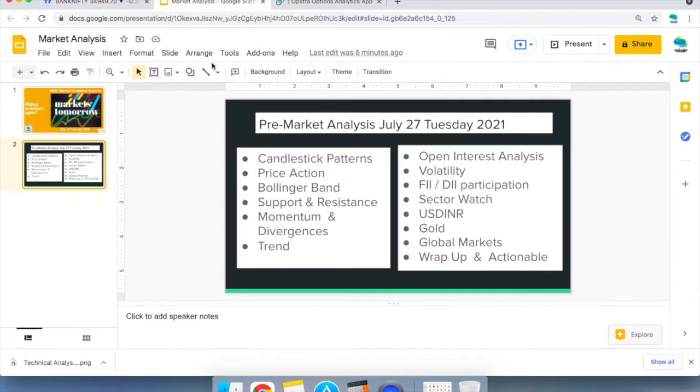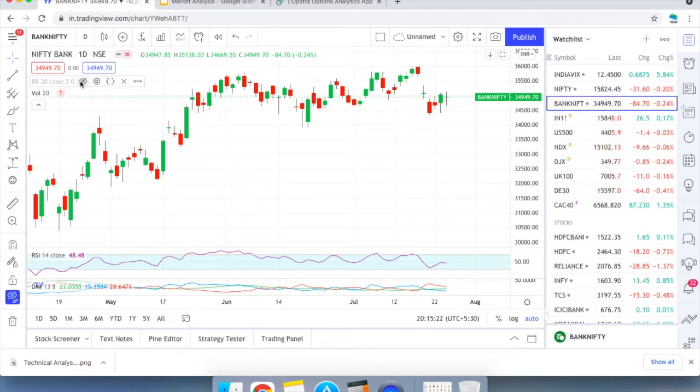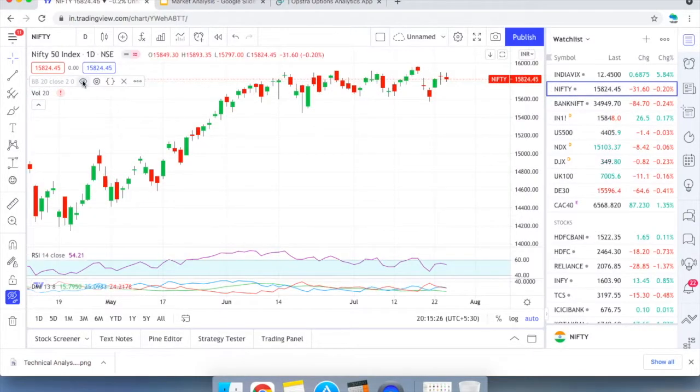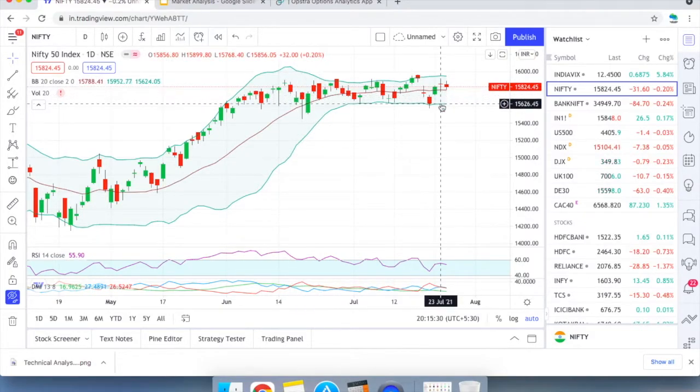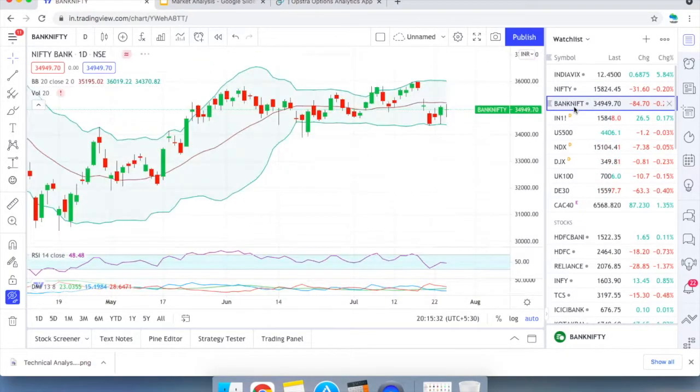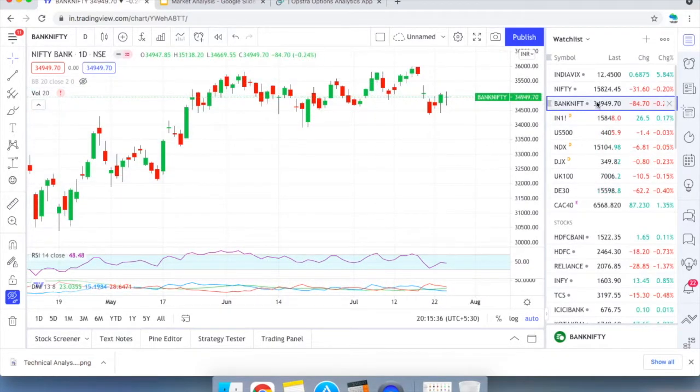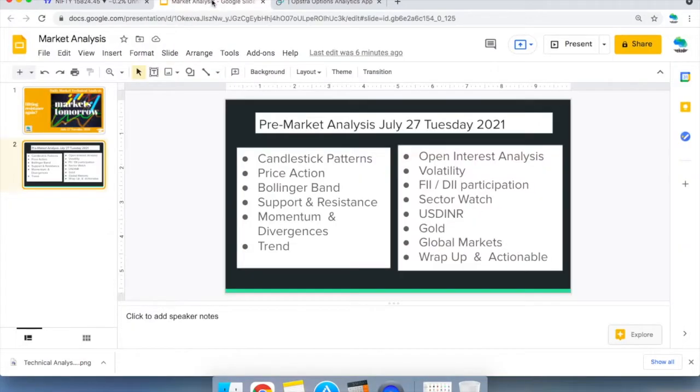Now that's about candlesticks and price action. Then Bollinger Bands: you can clearly see it's still in consolidation. Nifty has clearly been consolidating for 1 month, 31 days, and it is consolidating on both indices. That continues to be there. Now what else do we see?